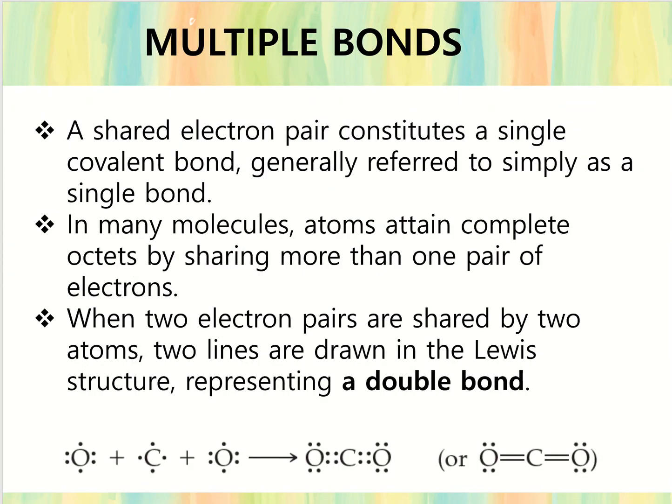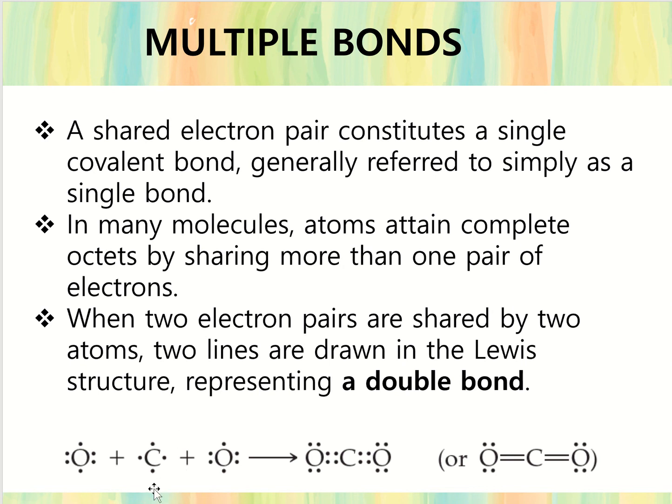All right, so far we have only seen single bonds, but what about multiple bonds? So a shared electron pair consists of a single covalent bond, generally referred to as a single bond. In many molecules, atoms attain complete octets by sharing more than one pair of electrons, and that is how we end up with multiple bonds. So when 2 electron pairs are shared by 2 atoms, 2 lines are drawn in the Lewis structure representing a double bond, as we see here.